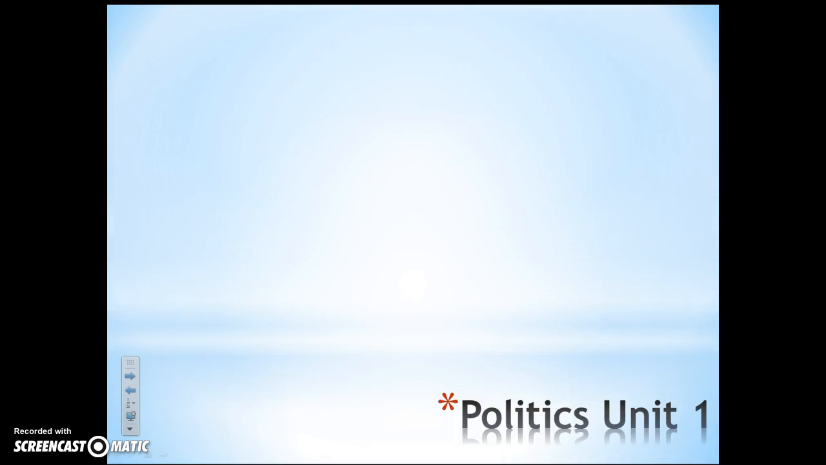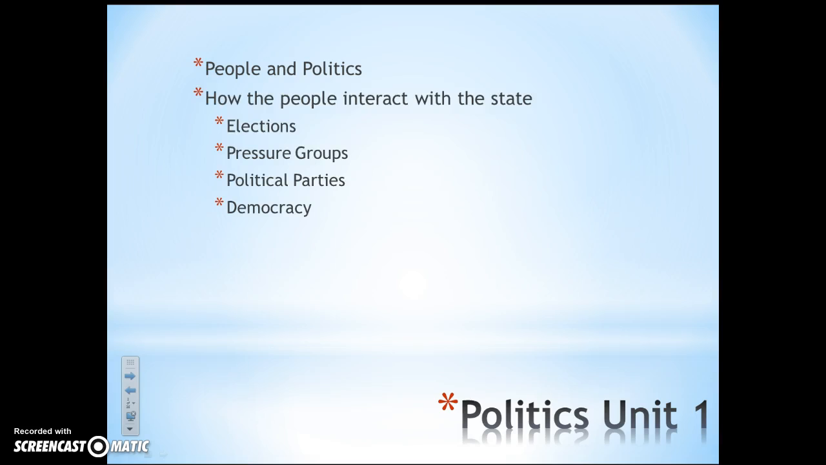Let's push on with what it means to do the politics exam Edexcel Unit 1. This is the People and Politics paper, how people interact with the state, and it covers these 4 areas. Now remember those because we're going to see them in a second. You've got 80 minutes and you've got 80 marks, so do the maths, 1 mark per minute.